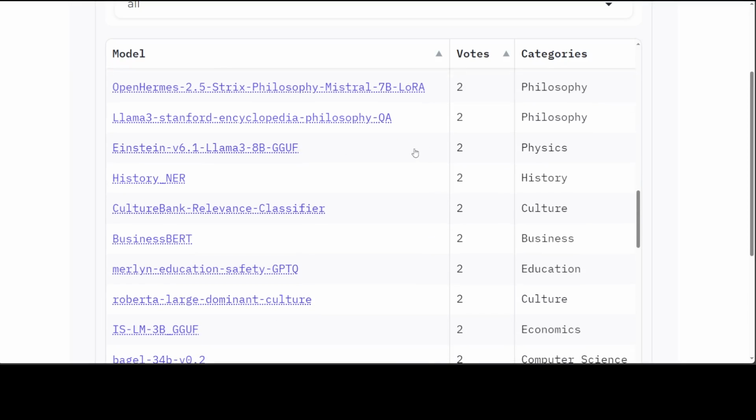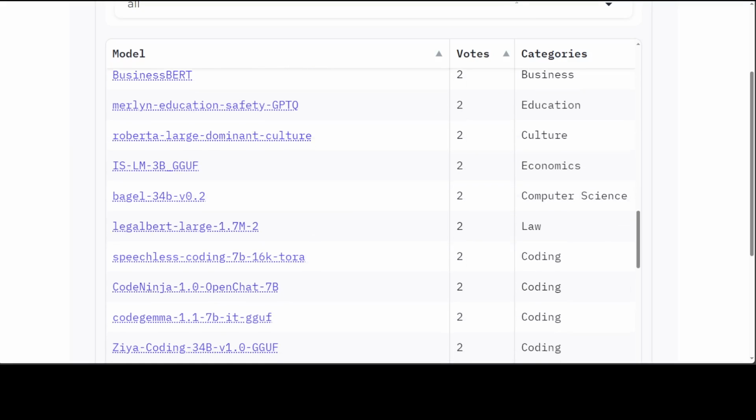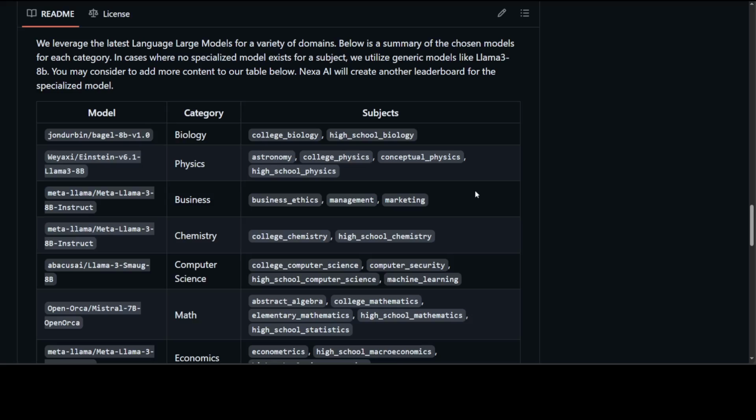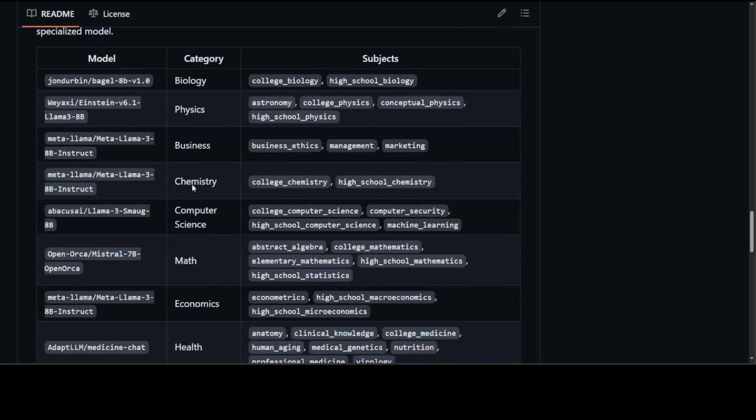And then for philosophy, OpenHermes, Llama 3 Stanford, and that sort of stuff. And if you go through the repo, you will see that they have also put in a similar sort of category wise models where you can select a model as per, for example, if you want to go with these subjects, and I think they are from the MMLU data set.